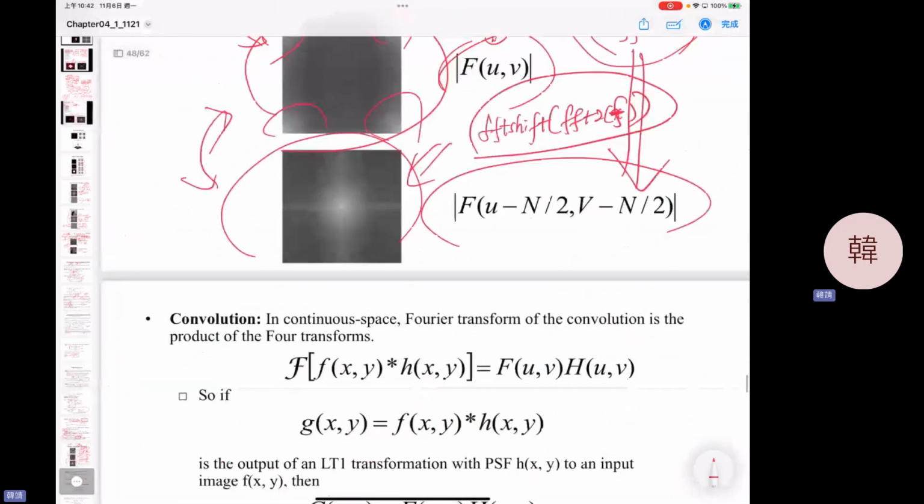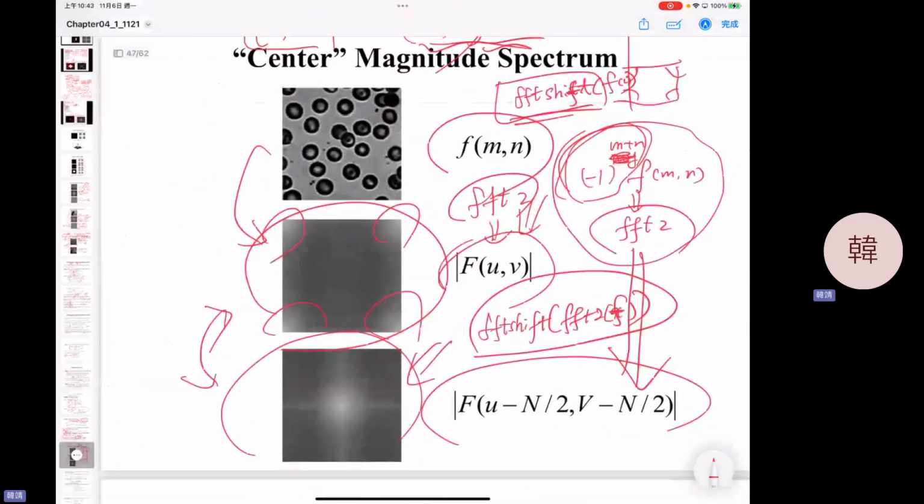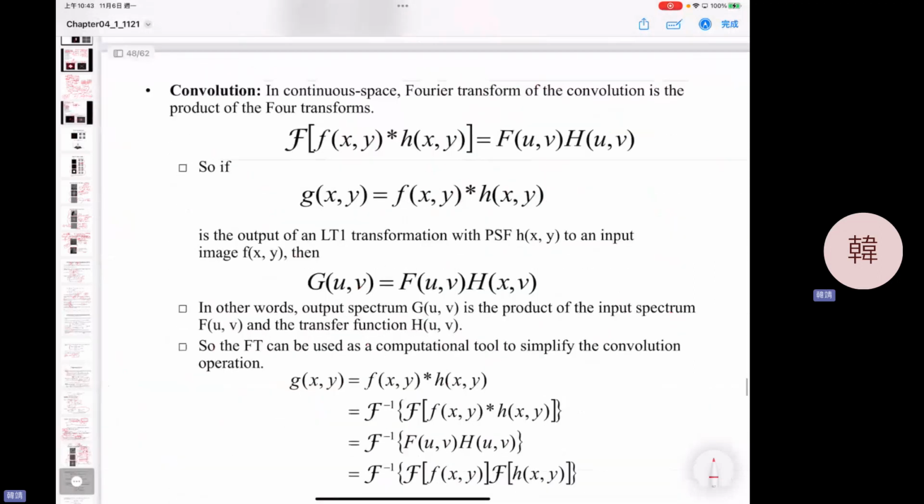So that's the way we do our Fourier transform in image processing. Okay, fftshift there. Also, the next important property is convolution.